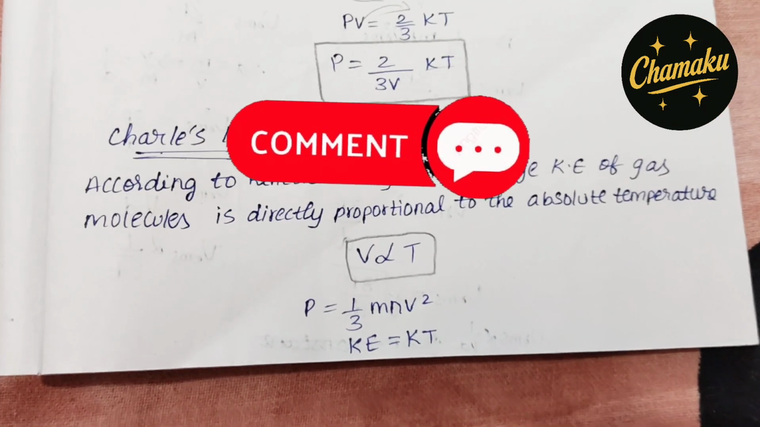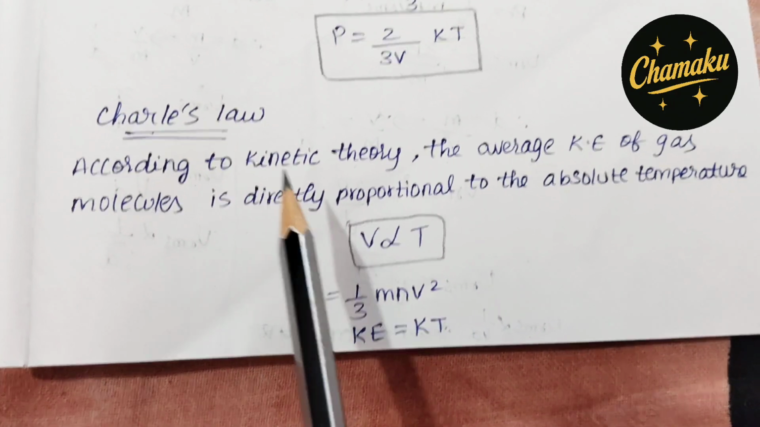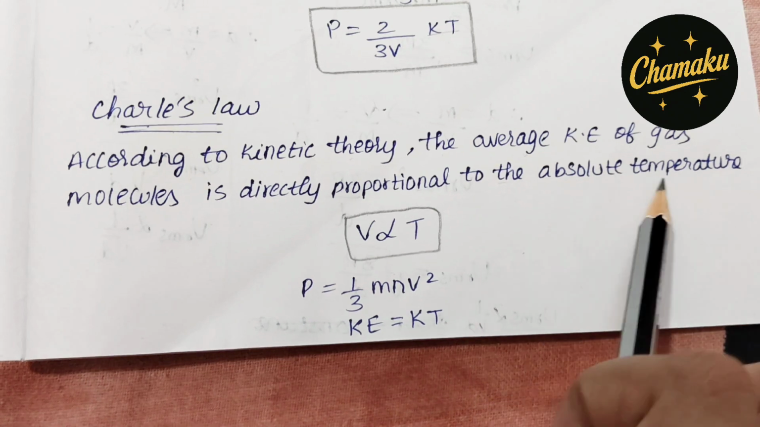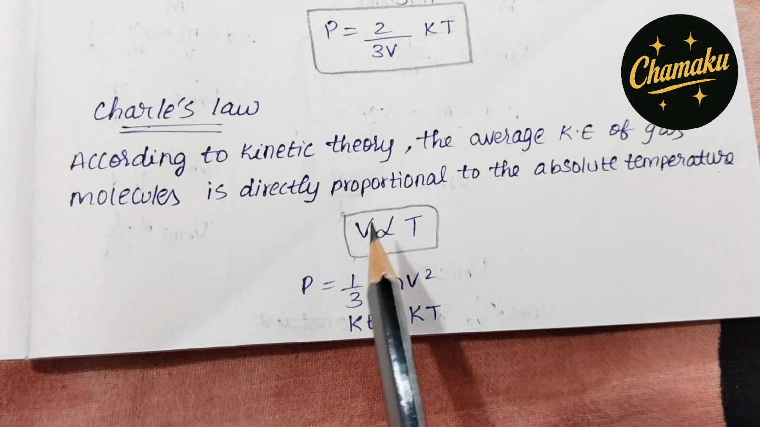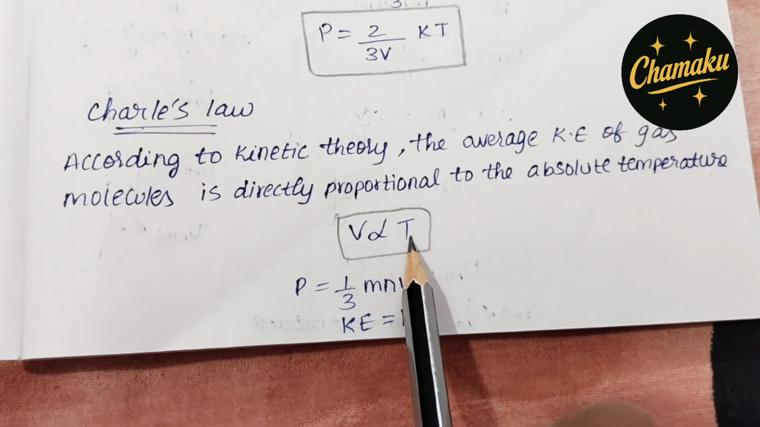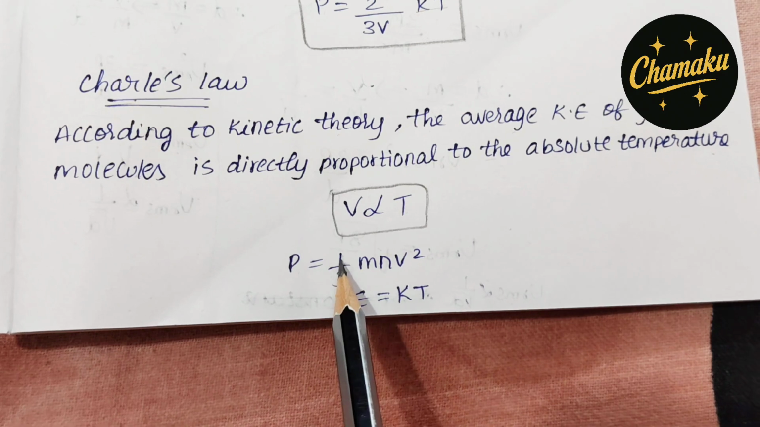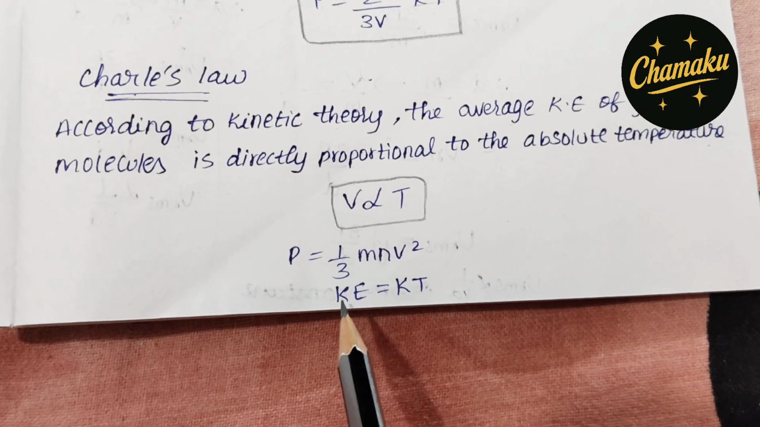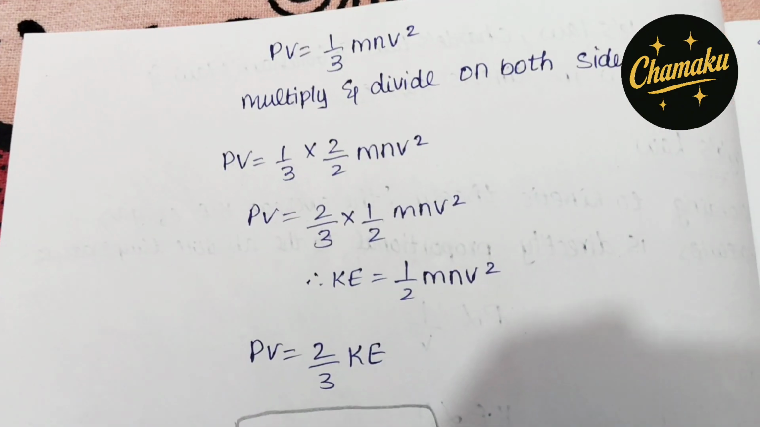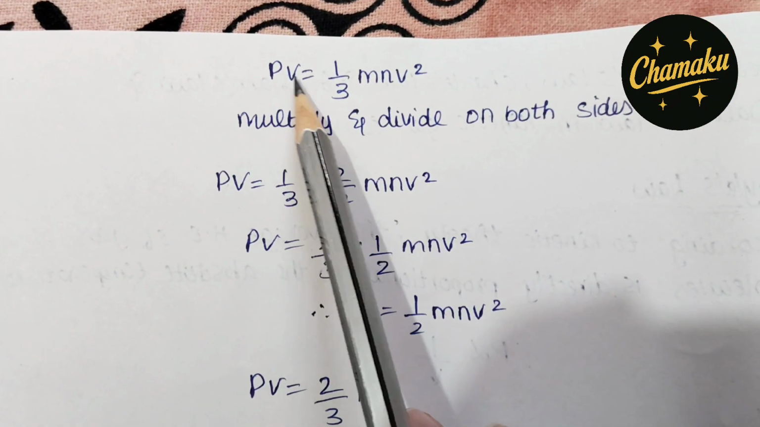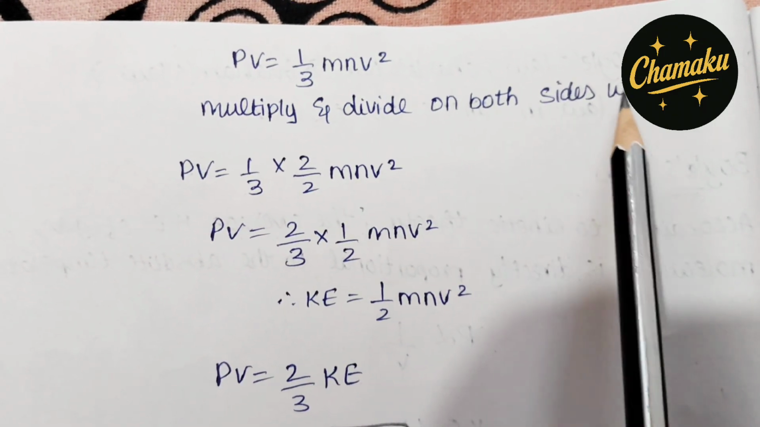So, according to kinetic theory, the average kinetic energy of a gas molecule is directly proportional to the absolute temperature. So, this is Charles' law, right? So, volume is directly proportional to temperature. So, therefore, pressure P is equals to 1 by 3 mnV square. So, therefore, kinetic energy is equals to kT, and PV is equals to 1 by 3 mnV square. So multiply and divide on both sides with 2.